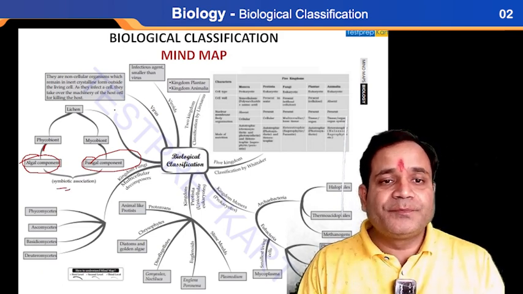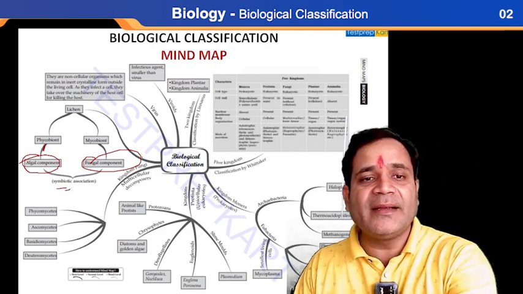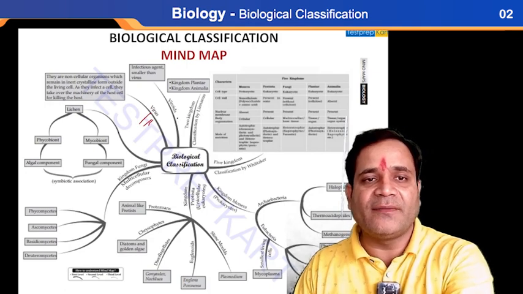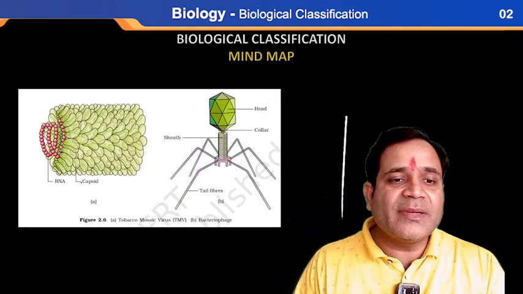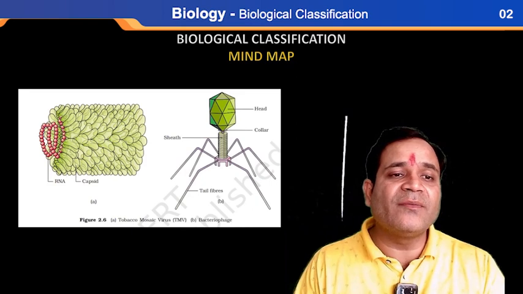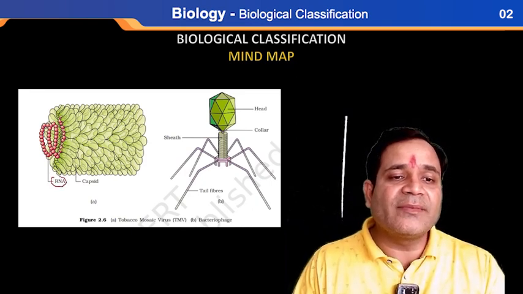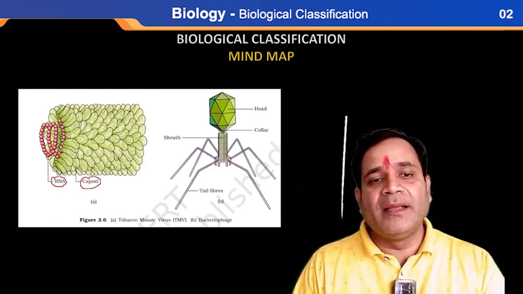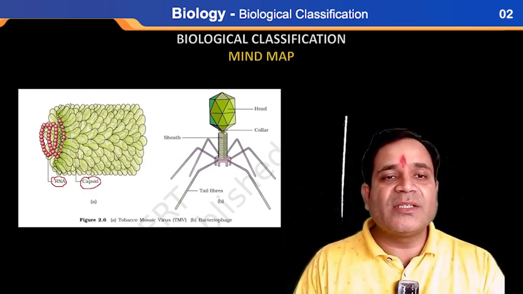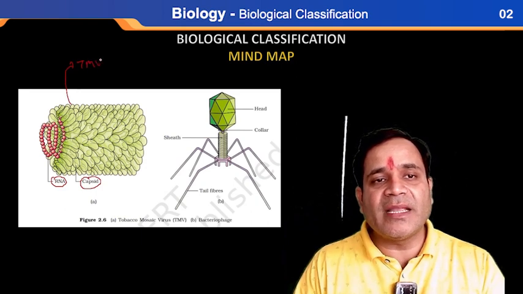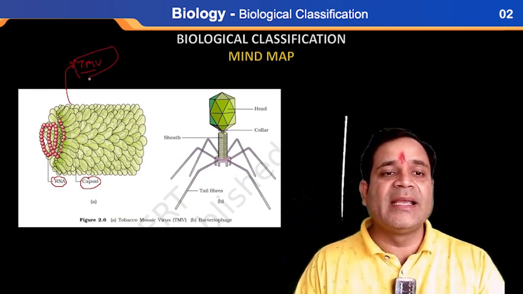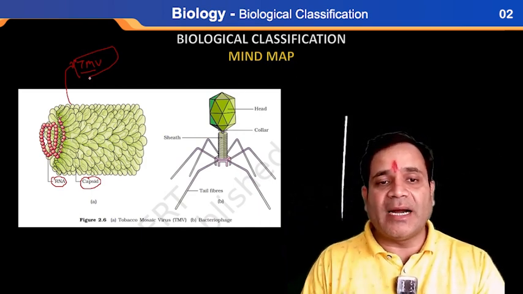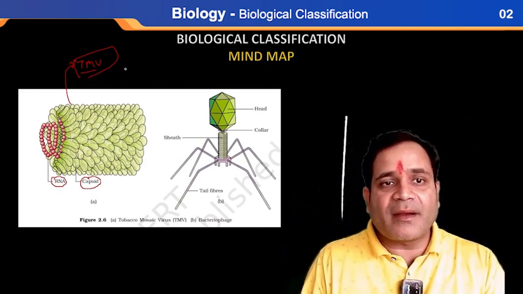So this thing is clear. Now the point is to know about the virus and then the viroids, my dear. See, this one is the virus, and this virus has RNA. This one is RNA and this one is the capsid, my dear. Clear? So which virus is this one? This is TMV, tobacco mosaic virus, and it contains only RNA, ribonucleic acid.